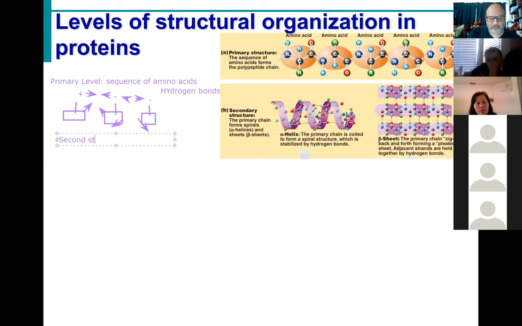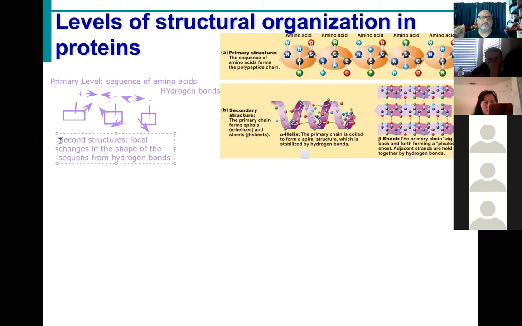Secondary structures are basically defined as local changes in the shape of the sequence from hydrogen bonds. And actually, that's the secondary level. Notice here we see a couple classic examples of this. These classic examples include an alpha helix or beta sheets that can form.